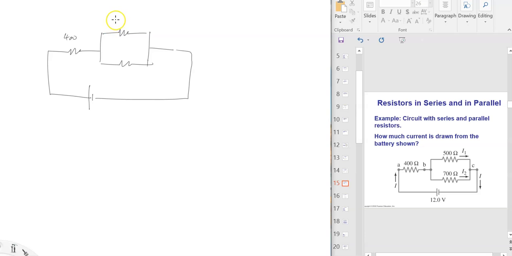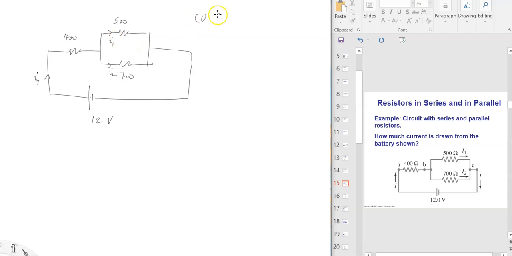We have 400 ohms, 500 ohms, 700 ohms, and 12 volts. The total current I total is here, and that total goes through this 400 ohm resistor, and then it gets into two branches like this. Let's label them as I1 and I2. Alright, so find the total current.